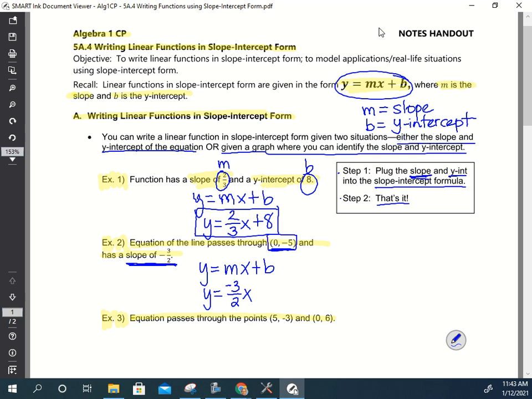So (0, -5) means that the y-intercept is equal to -5. So that's just another way of writing the y-intercept.